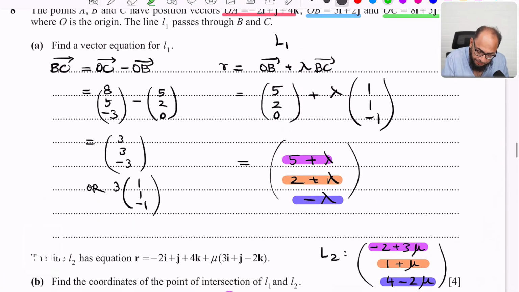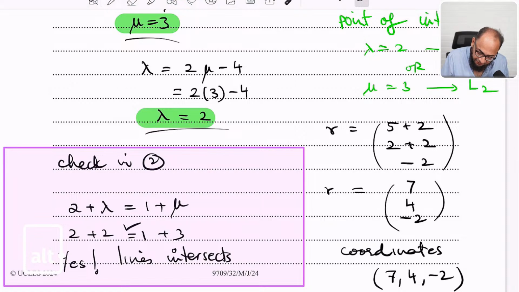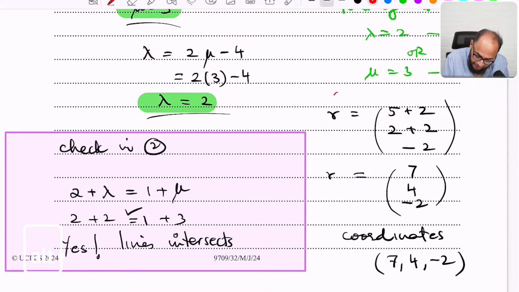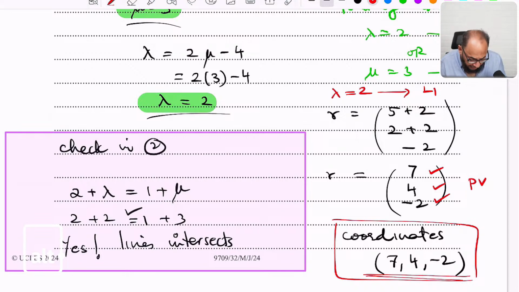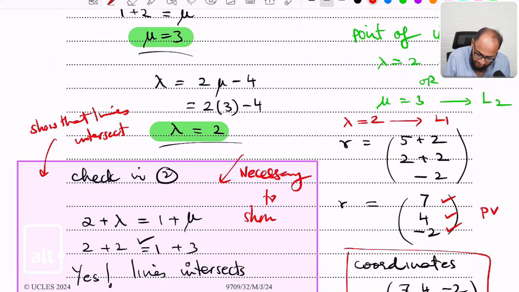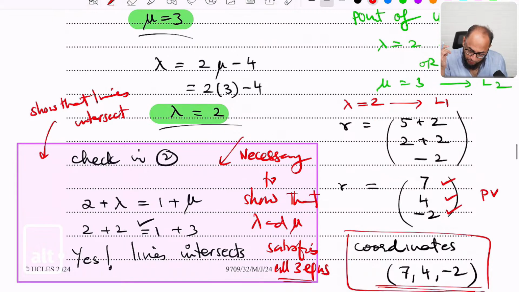Now it's your choice. Either place mu where it belongs or lambda where it belongs, you will get the same answer. So I have put in, I think 5 plus 2, the value of lambda over here. So let me just pinpoint. Lambda is equal to 2 in equation of line 1. And this is the position vector since they are asking for the coordinates, right, in the coordinate format. If they were asking, show that lines intersect, then it's necessary to show that lambda and mu satisfy all three equations. And that is what I've shown over here. All good, all clear? So now let's move on.